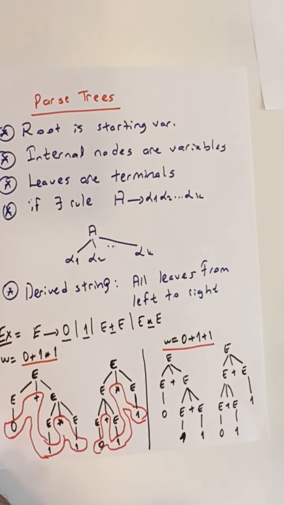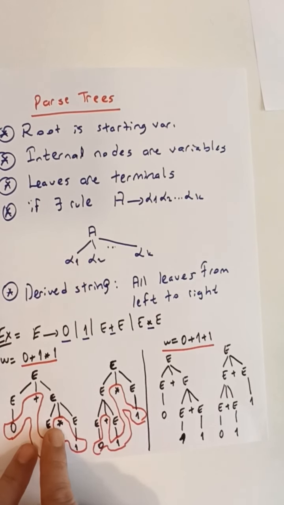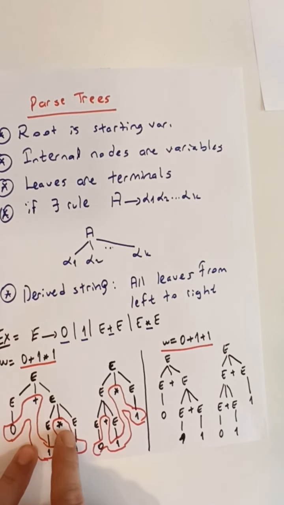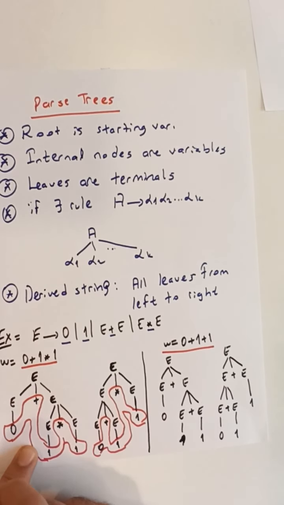According to the normal arithmetic rules, in terms of precedence rules, this one should be applied, which means that multiplication has higher precedence than addition.